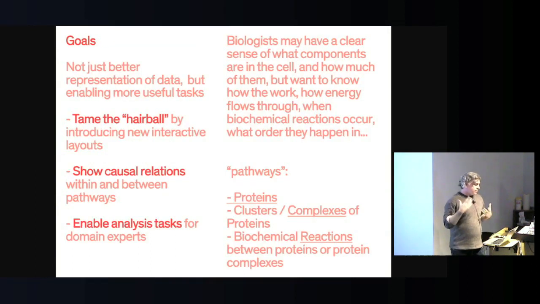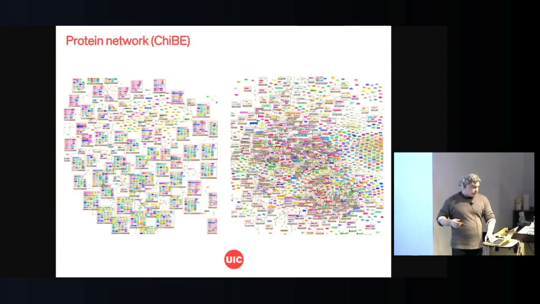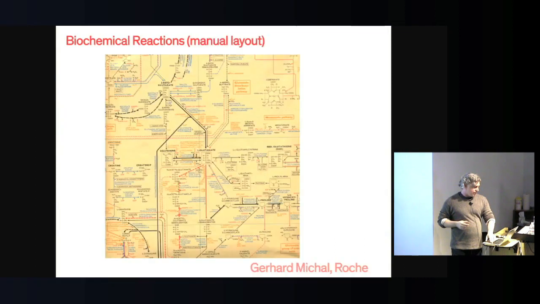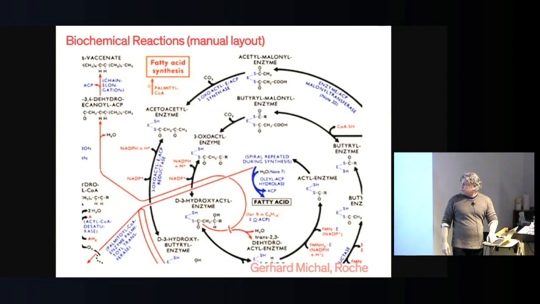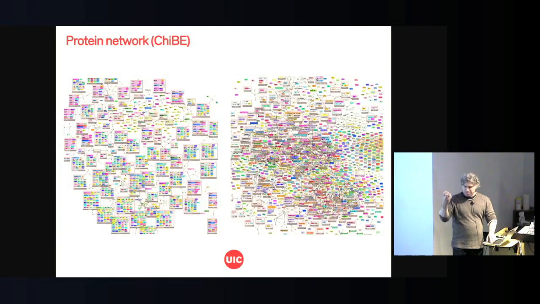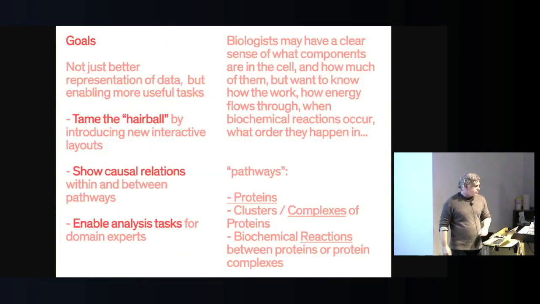So the goal is to come up with better representations, but not just that, also to enable tasks that are useful to whatever the scientific audience is that's using it. The traditional one in network layouts is to tame the hairball. Everyone's seen networks like this, especially like this, where it's just a hairball, or a bowl of spaghetti of connections.